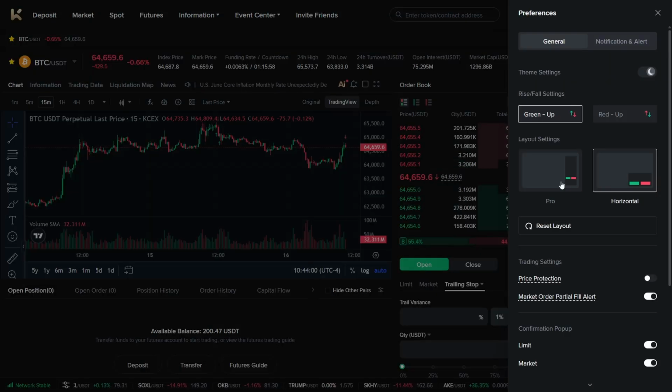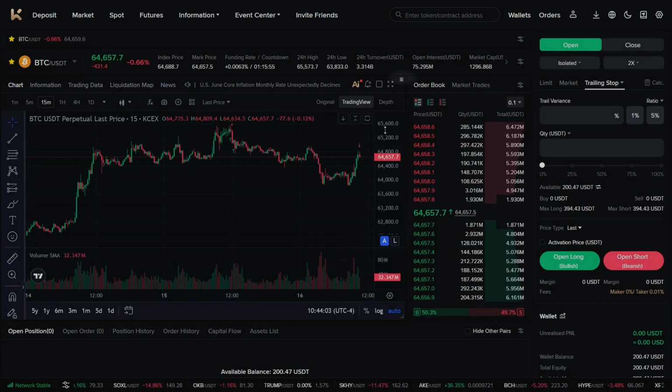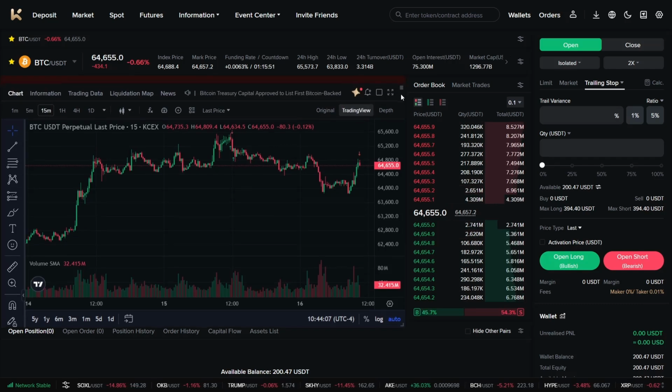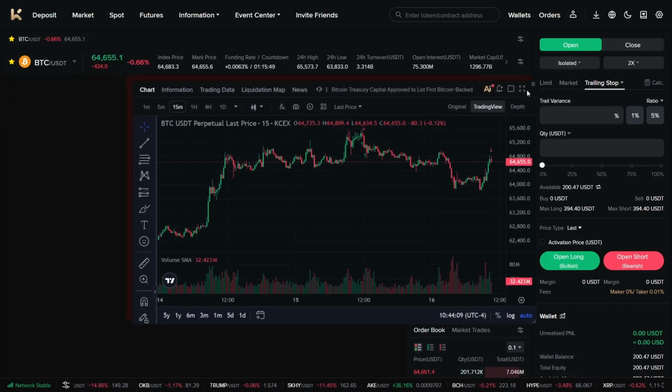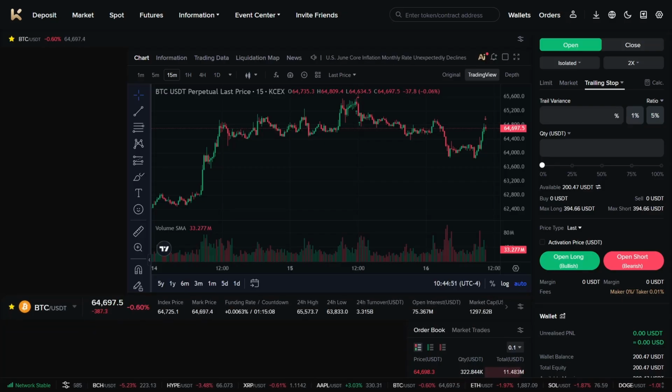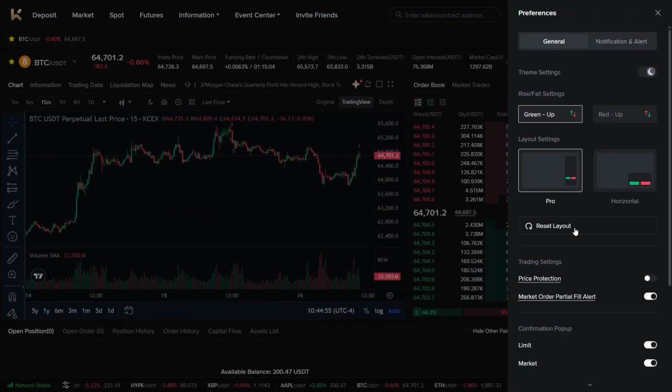You can also customize your dashboard. On each section, there are 3 little lines on the top right. If you click on them, you can then drag all the different sections to wherever you like. If you want to reset the layout, just head back to settings and click on reset layout.